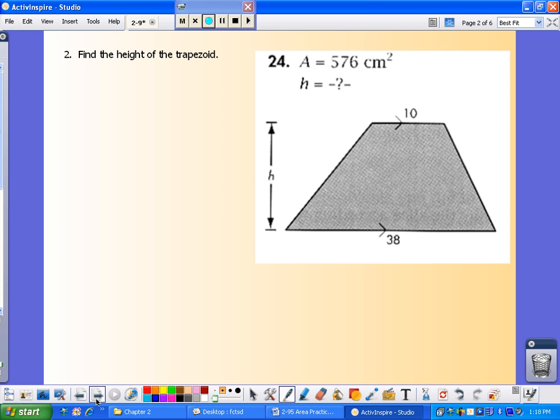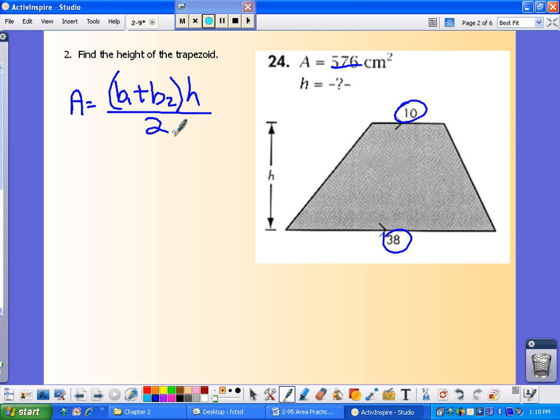So in our round robin, number 2, we have to find the height of a trapezoid. We're given the area, we're given the base, and the other base. All we need to do is find the height. So I know that the area of a trapezoid comes from base 1 plus base 2 times height divided by 2. So the area is 576 equals base 1, 10, plus base 2, 38, times height divided by 2.